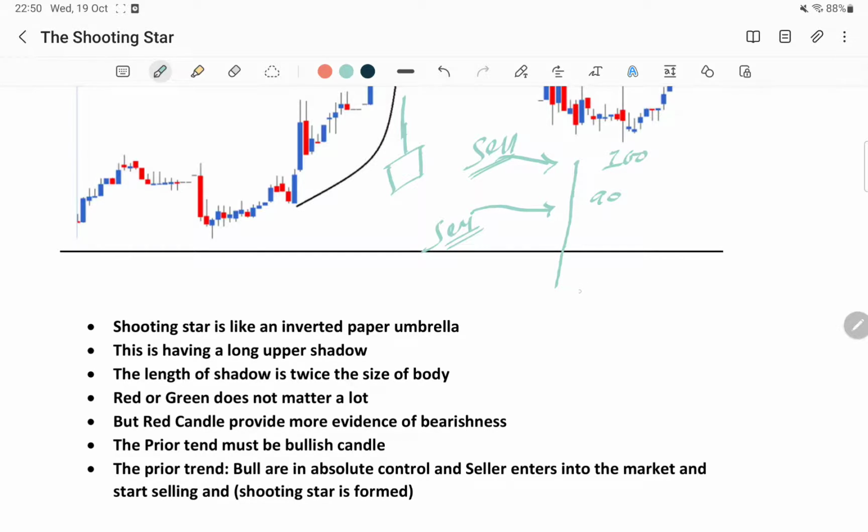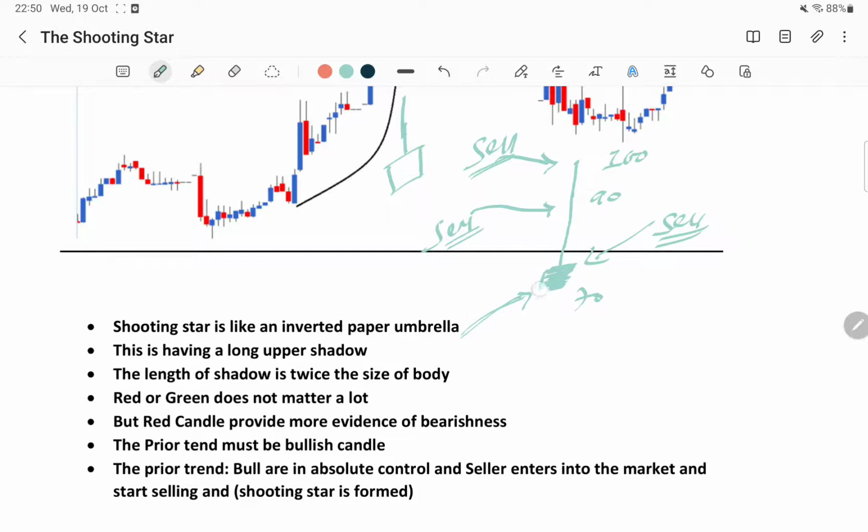So take the example, the stock is trading at around 70. Now what will happen actually, some buyers will enter here. What they will do is try to take the stock up. But again many sellers will start selling.